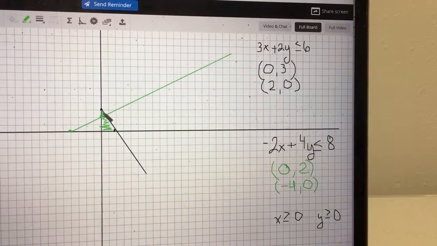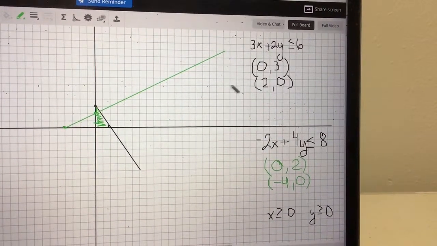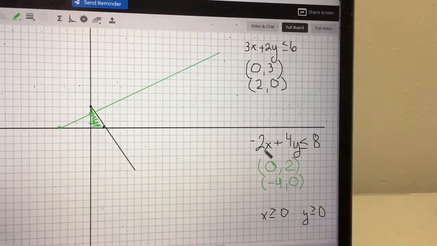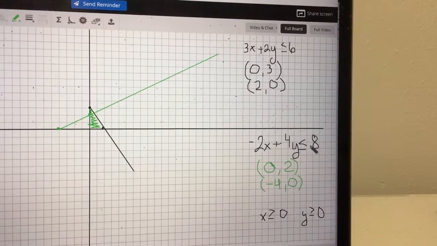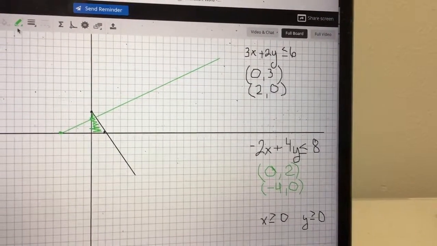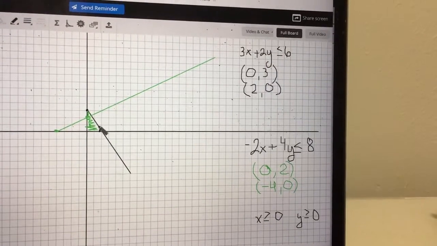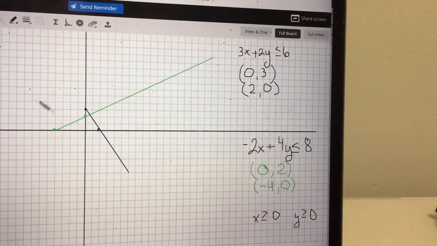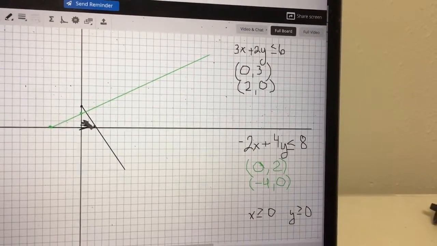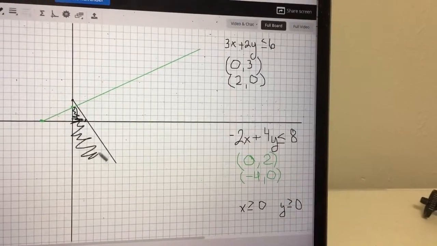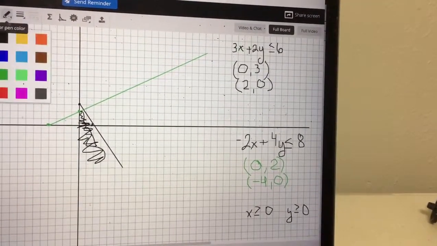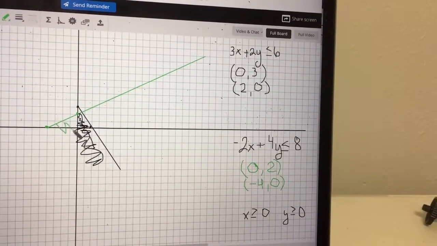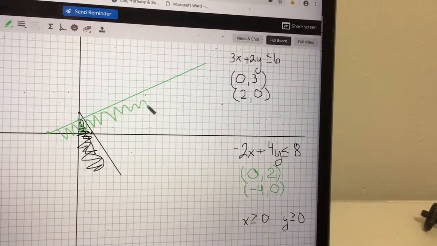Oops, I should be using black for that. Okay, and then when we do the second one here, if we plugged in the 0, 0, it would also be less than 8. So let's make this first one black here. We're going to erase what I just did, and we're going to make it black so we stick with the colors of the line. So this one is going to be shaded under here. And then the green one is going to also be shaded towards 0, 0. So it's going to be shaded in this direction here.